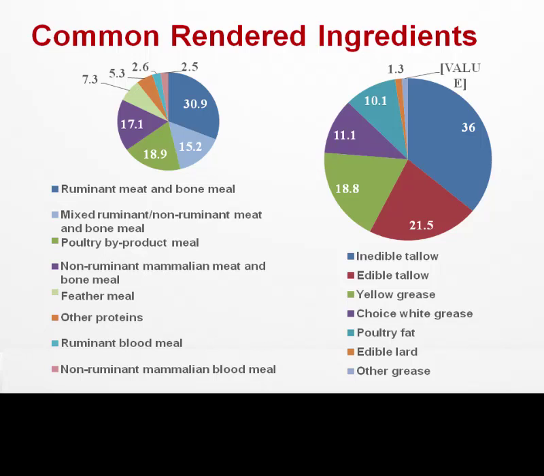Nearly 20% is yellow grease, or used cooking oil from the fast food industry. Meanwhile, 11% is choice white grease derived from pork fat, but not refined to the level of edible lard, and 10% is poultry fat.